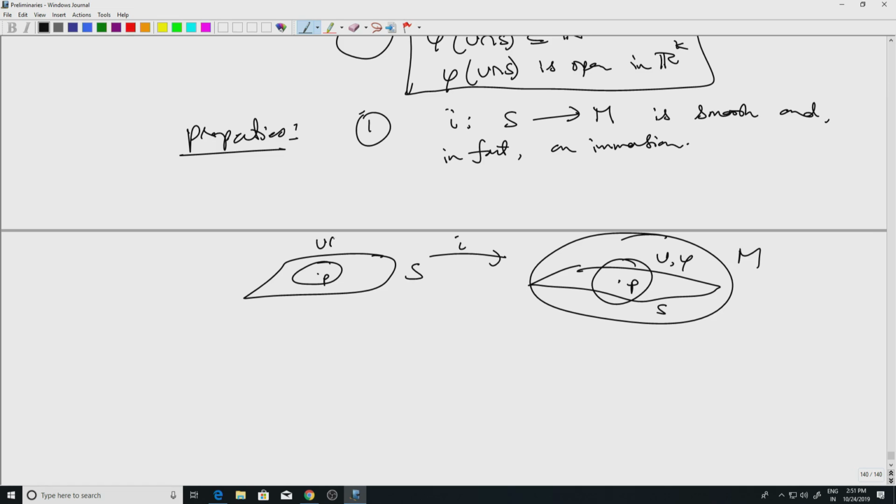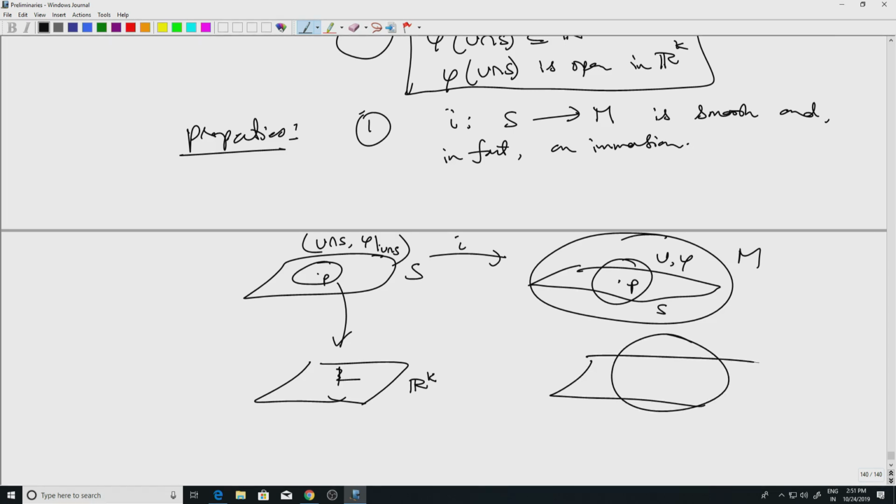So it's just that now phi restricted to U intersection S would be the new chart here. This would go to some open subset of R^k, while this would go to an open subset of R^n itself. So this is phi of p and this is phi of p as well. So essentially we are working with the same chart in the domain and image, except that in the image the chart is defined on a much bigger set. Here we are defining it only on S.